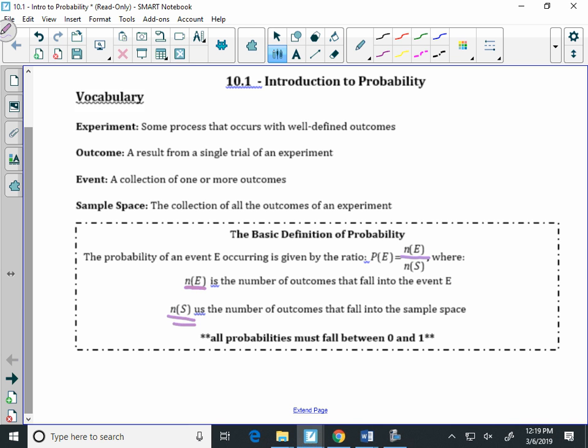Okay? You can have a 0% chance of something happening. You can have a 100% chance of something happening. That's fine. You just can't go outside those 2 numbers. Okay? Anything in between is fine. Questions over this? Probability is always between 0 and 1.